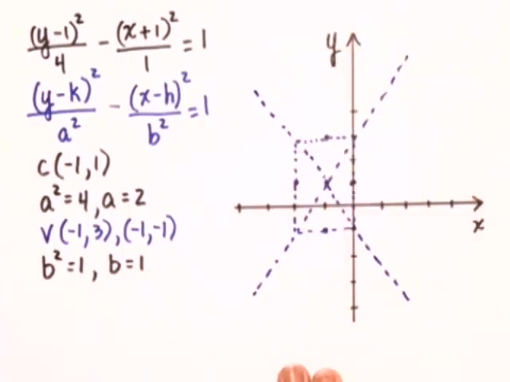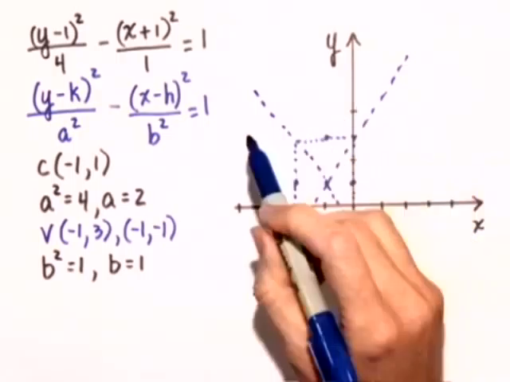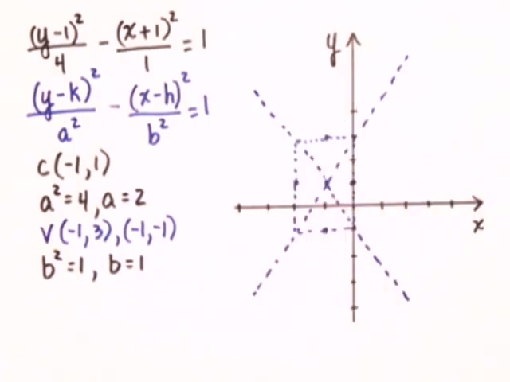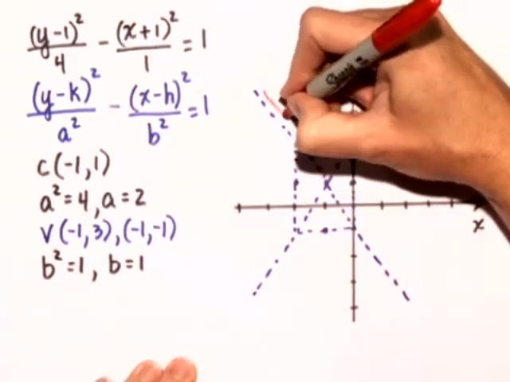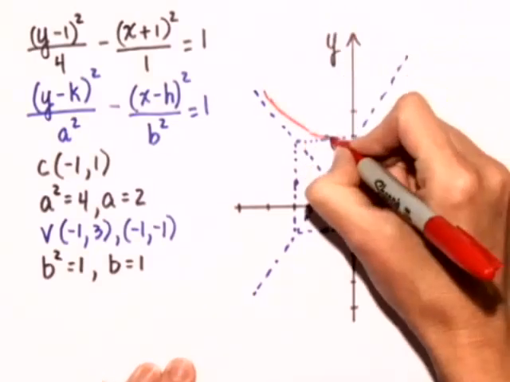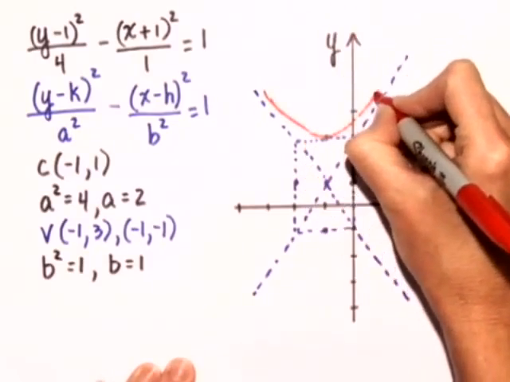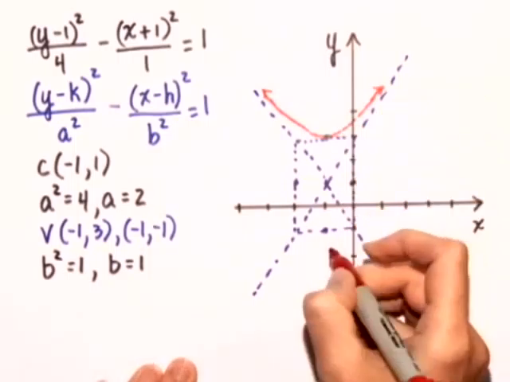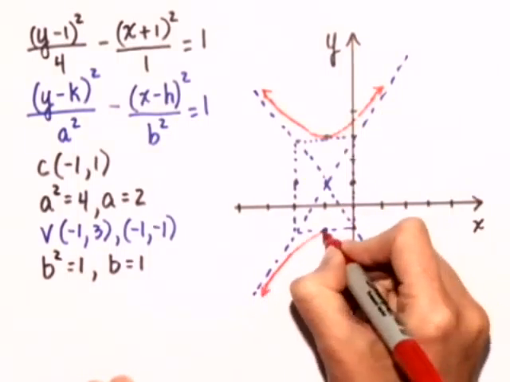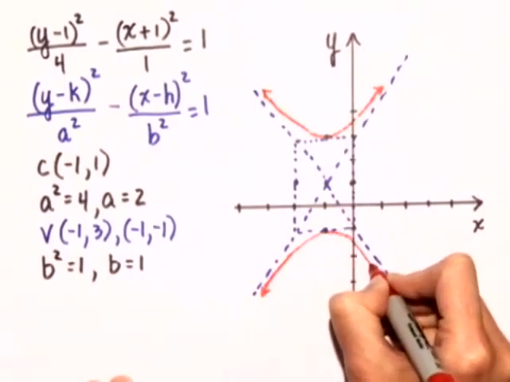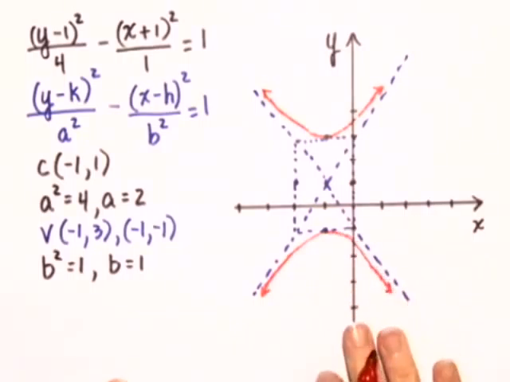Now, we know that the branches will be opening up and down at each vertex, so I'm going to go ahead and sketch those in. I'll draw the hyperbola in red. From this vertex, the branches go toward the asymptote, and from the other vertex, the branches also go toward the asymptote. Now we have a sketch of our hyperbola, but we're asked for a little bit more information.